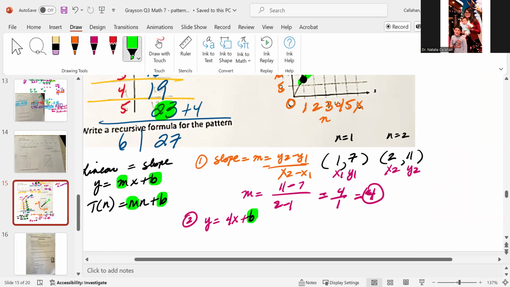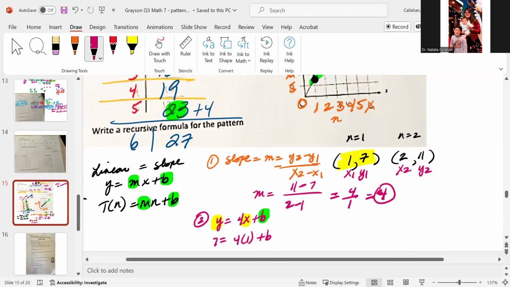The good thing about it is that with y and x, you can use one of the points. I always like to use 1 because that's the smallest, easy point, right? So you're going to plug that in. So y is what? Four times n plus b. What times one?